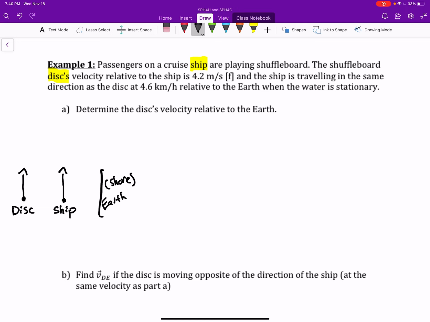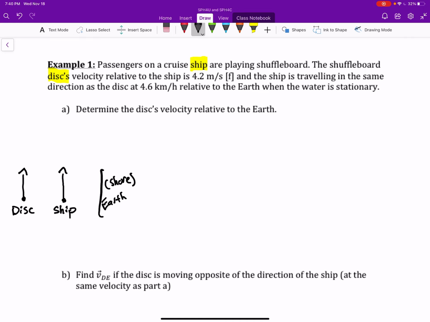So what that means is that somebody watching a ship go by on the shore sees the ship's motion in one direction, and we're trying to find out what will the disc look like. If this person on the shore has binoculars and they can see them playing shuffleboard on the ship, what will the motion of the disc look like relative to this person on the shore or on the Earth?